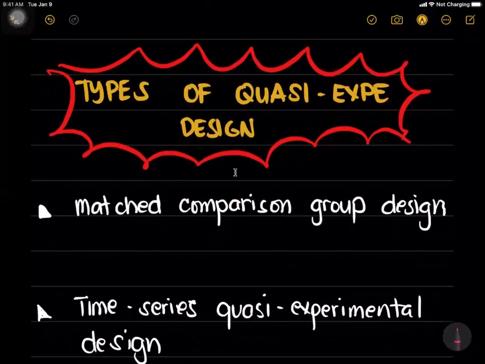Now let's proceed to the types of quasi-experimental research design. Your true experimental is just one. There are actually other types of true experimental, but let's not include them in this video lecture yet. We could have a separate one on that. Let me just talk about the different types of quasi-experimental research design. The first one is your matched comparison group.